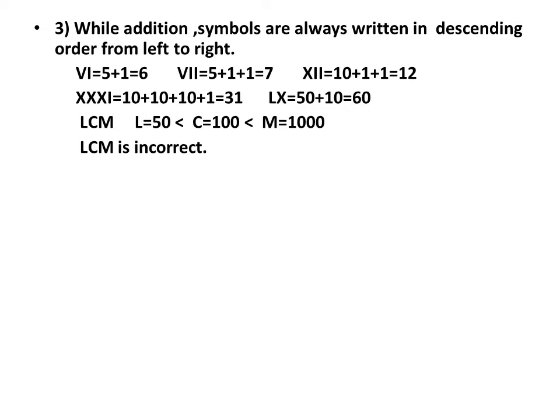When the smaller number is appearing after the greater number, then it is added. Now see the example here, VI. Here V stands for 5 and I stands for 1, and V is the greater number and I is the smaller number, therefore I is added to V. Therefore VI equals 5 plus 1 equals 6. Then VII equals 5 plus 1 plus 1 equals 7.